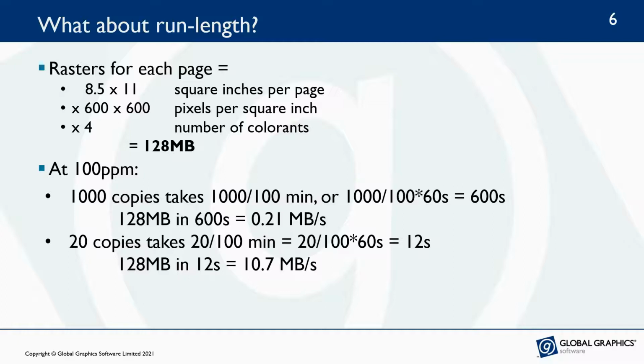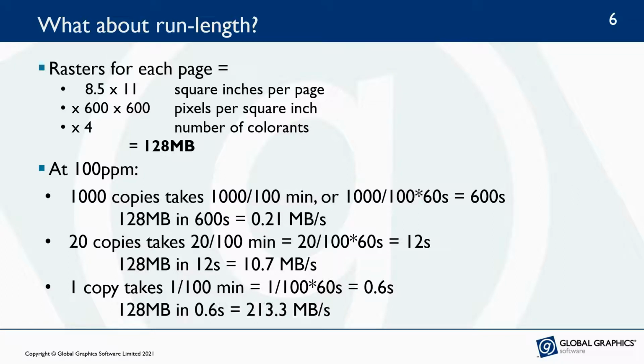10 megabytes per second. And if I'm printing one copy, the DFE has only 1 over 100 minutes, or 0.6 seconds for the following job, meaning the RIP data rate must be over 200 megabytes per second. It shouldn't come as a big surprise that the data rate required for one copy of each job is 1,000 times the data rate required for 1,000 copies. I've phrased all of that in terms of single-page jobs, but you'll get the same numbers if you do the sums for multiple-page jobs as well.